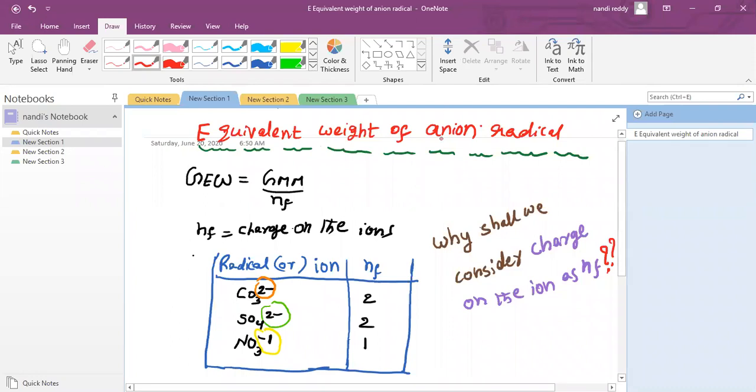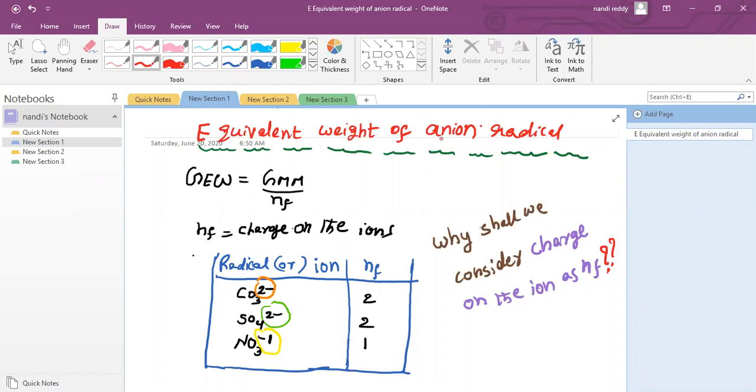Today we are going to discuss the equivalent weight of anion radicals. We know that equivalent weight equals gram molecular mass by n factor. Gram equivalent weight means you have to express equivalent weight in terms of grams. Equivalent weight in terms of grams is called gram equivalent weight.